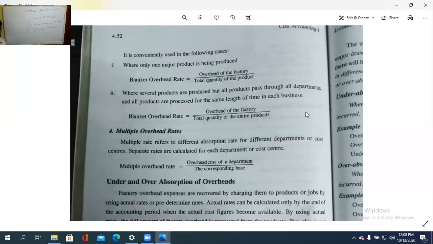Then where several products are produced, but all the products pass through all the departments and all the products are processed for the same length of time in each department. In such a case, blanket overhead rate is equal to overhead of the factory divided by total quantity of the entire product.